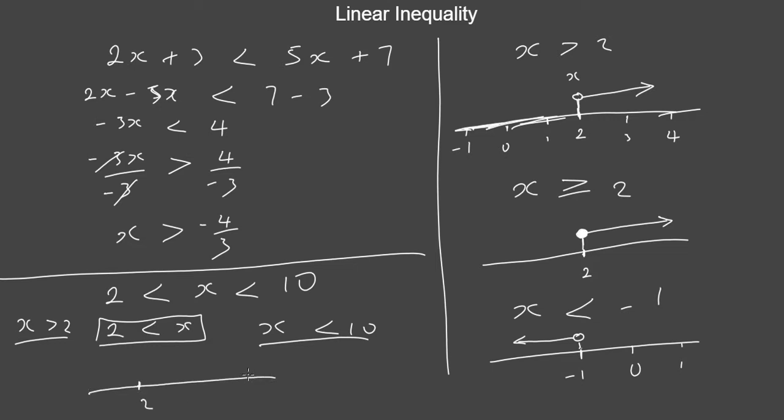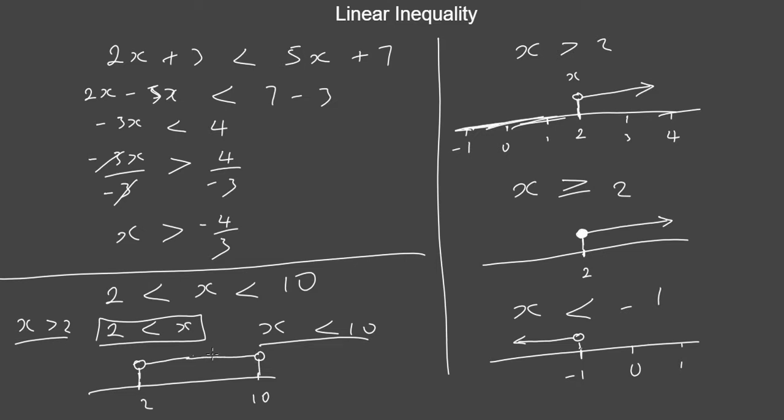And you have, let's say, 10 here, right? So what we want to do is to indicate where x is greater than 2. X greater than 2, you put your marker here, then you indicate greater means to the right. And for the second part, x is less than 10. Then you have this. Less than means you go to the left like this.